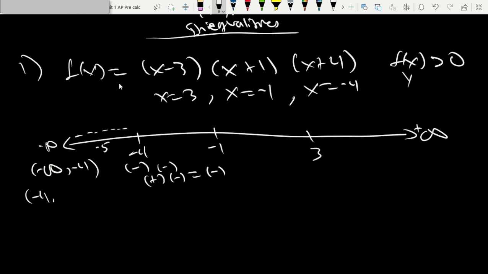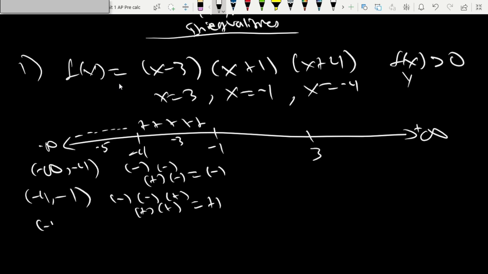From -4 to -1, let's see what we get. We're going to choose -3, a good number. -3 minus 3 is negative, -3 plus 1 is negative, and -3 plus 4 is positive. Negative times negative gives a positive, times a positive gives a positive. So this is positive. For -1 to 3, we're going to use 0. By the way, you can use any number between -1 and 3, and any number between -4 and -1.